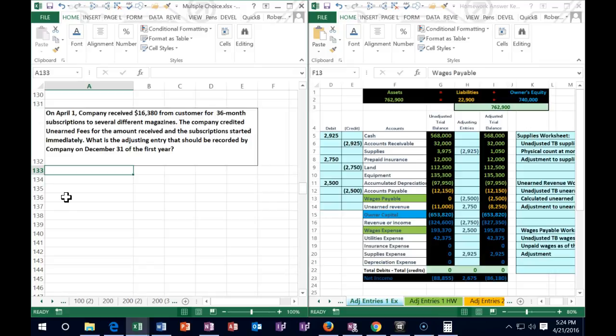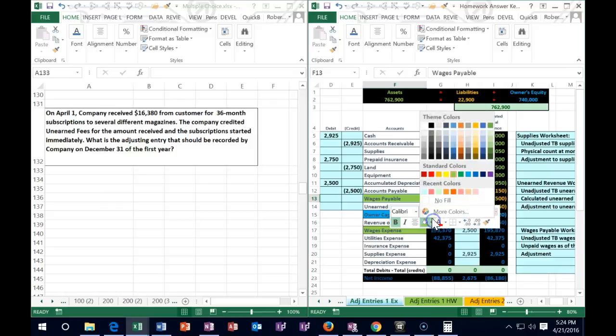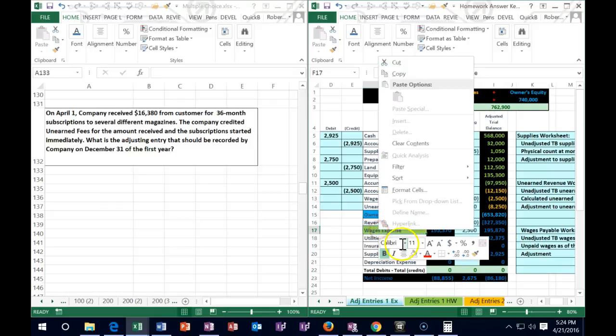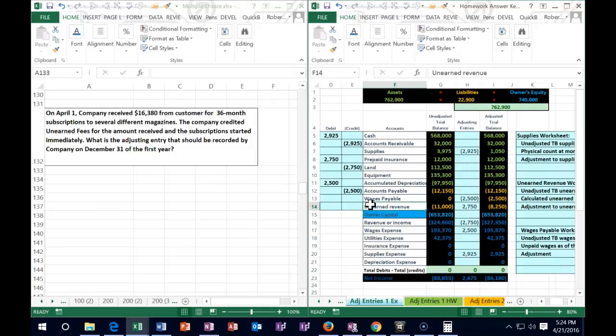What is the adjusting entry that should be recorded by the company on December 31st of the first year? Okay, so the idea here is we want to first see what happened and then do the adjusting entry. So I'm going to go back over here and we're just going to take a look at a trial balance, unrelated trial balance, but we can kind of glean some idea of what needs to happen from it.